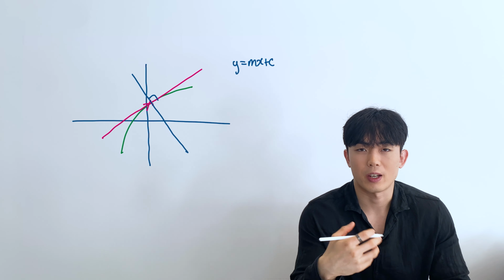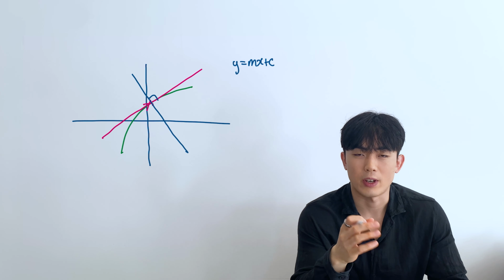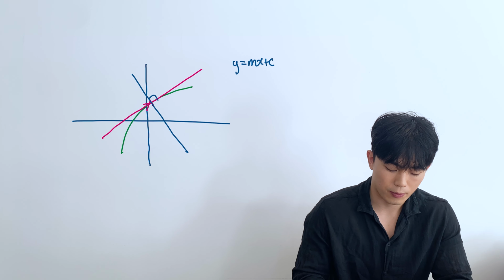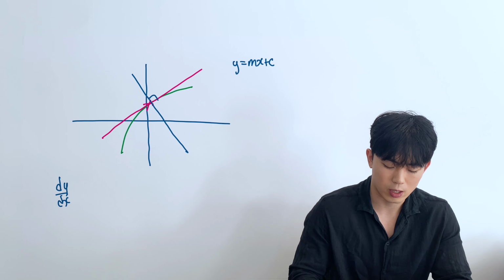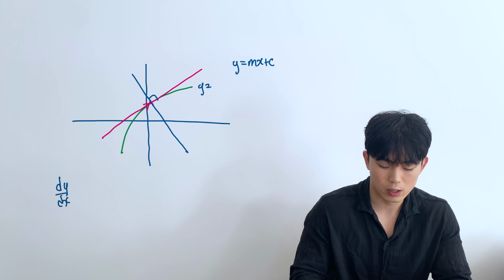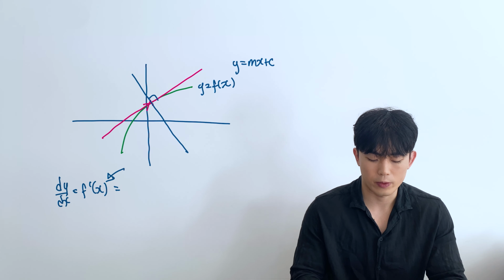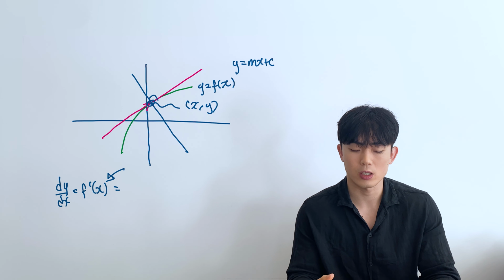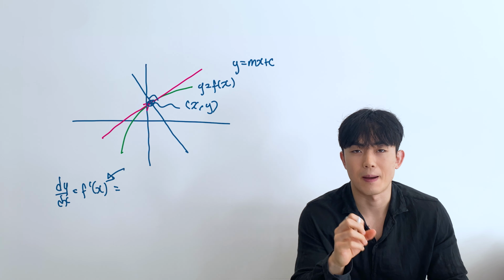But before, when we're trying to find a gradient, we take two coordinates and then find change in y over change in x. But in this case, what we're going to do now is actually differentiate a function. So if this is y is f of x, we're going to differentiate that, or f prime of x, you can write it like this. And then we're going to plug in an x value into that, specifically the x value where the tangent is going to cross. And that will give us the gradient at that point immediately.